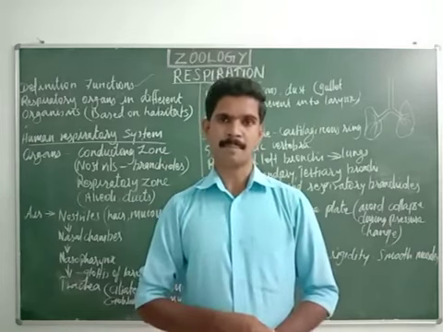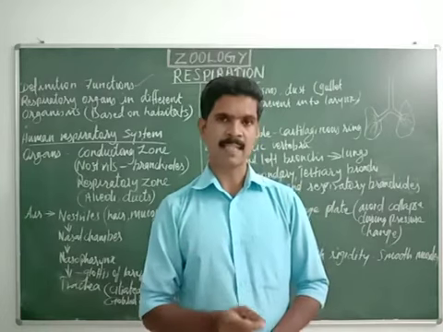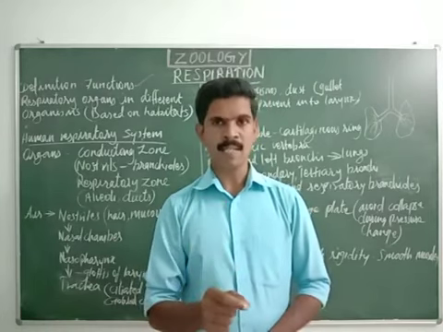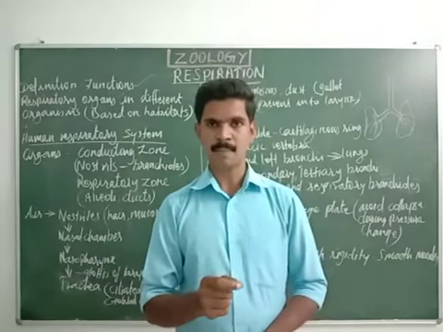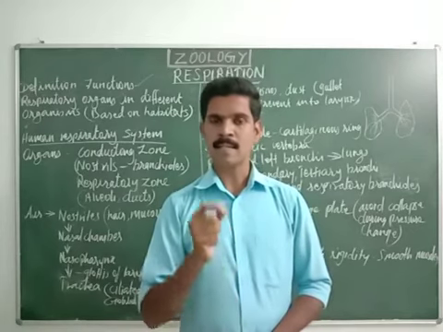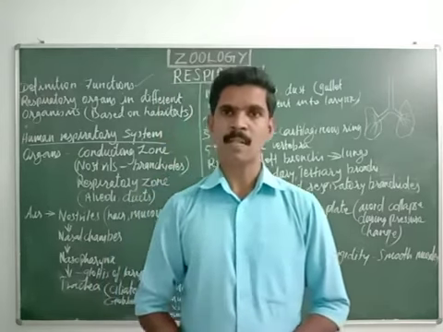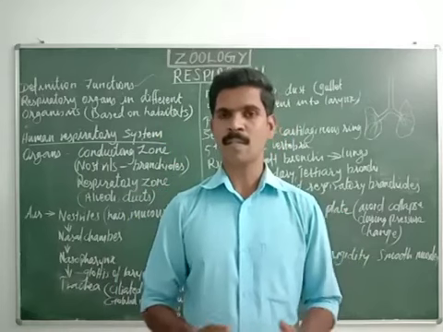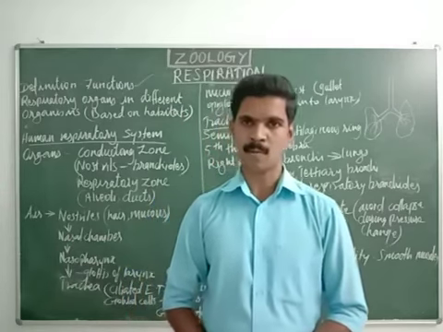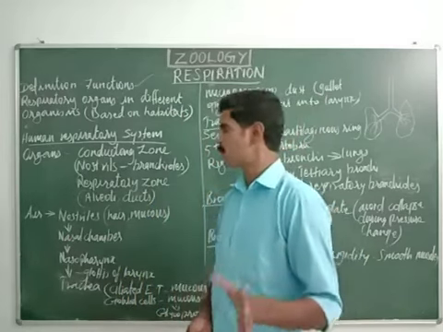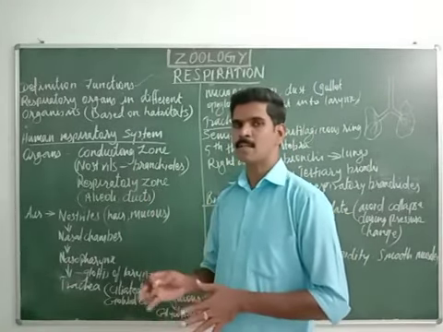Then nasal cavity, pharynx, larynx, trachea, bronchi, bronchioles, lungs and finally alveoli. So these are the organs or parts present in the human respiratory system. Hope you have understood all the organs of our respiratory system. Then all these organs are divided into two zones.